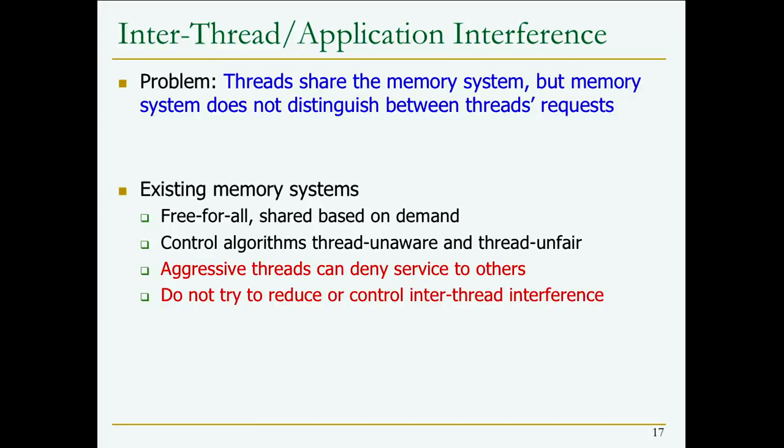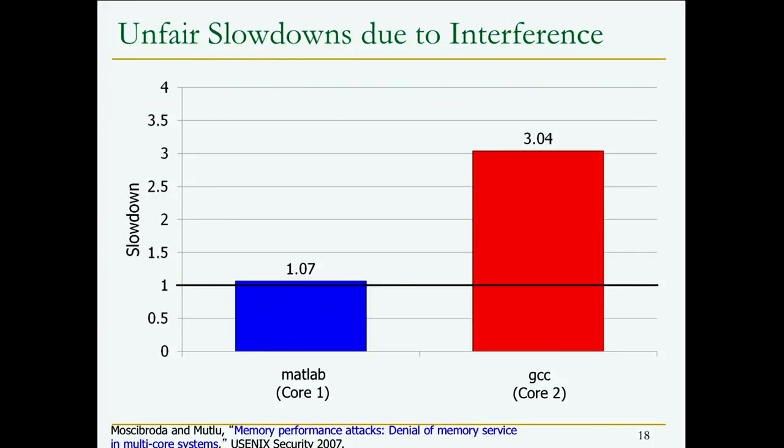And in many existing memory systems, you may have free-for-all resource sharing, where resources are shared based on demand. And control algorithms may be thread unaware and thread unfair. As a result, aggressive threads can deny service to others, as I've shown you. And the memory system may not try to reduce or control inter-thread interference. And you remember this picture that I showed you in the past, right?